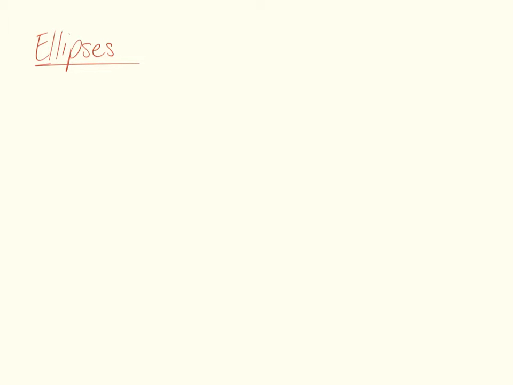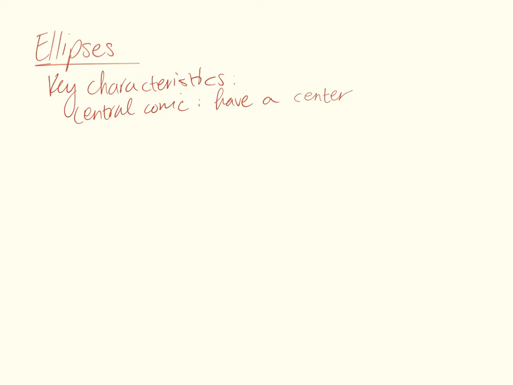So we're going to kick off this playlist for the study guide on ellipses. The first thing we've got to remember is the key characteristics of them, right? First things first, ellipses are a central conic, which means that they have a center. And the center is always (h, k), just like it was for a parabola and a circle.